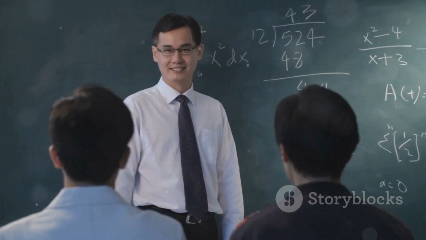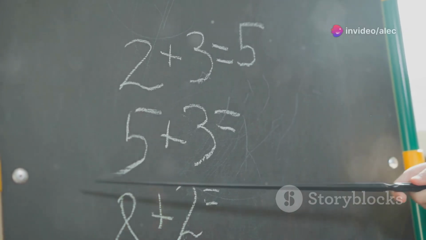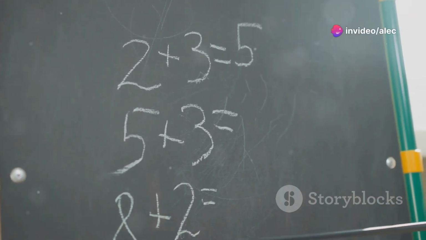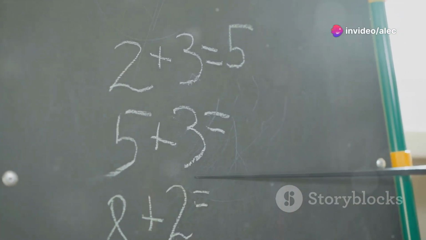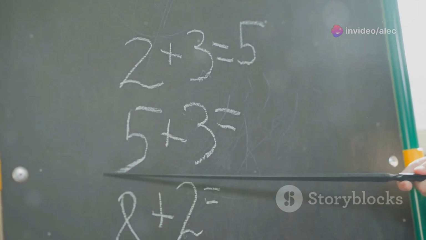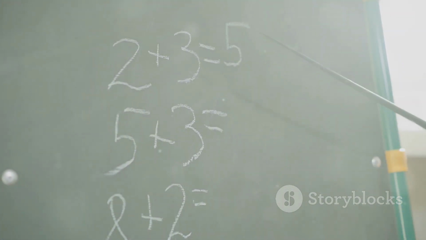Say you have 1/3 and 1/6. You need to find a common denominator. In this case, it's 6. So, you convert 1/3 to 2/6. Now you can add 2/6 and 1/6 to get 3/6, which simplifies to 1/2.